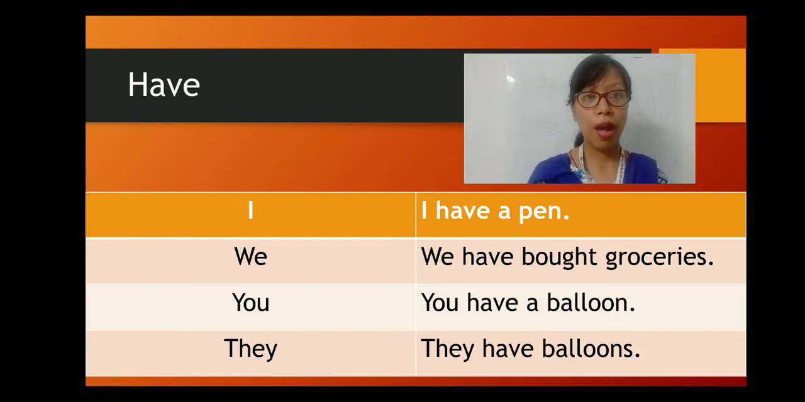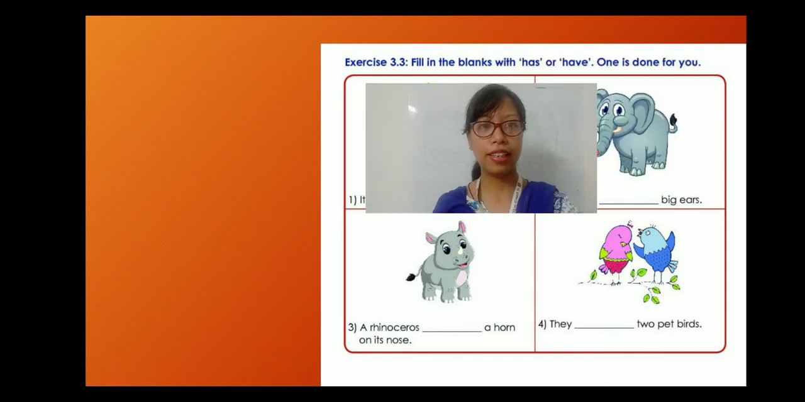Clear? Remember, has with singular, have with plural. Only I and you is included. Only with I and you we use have. Clear? Now let's move towards the exercise.